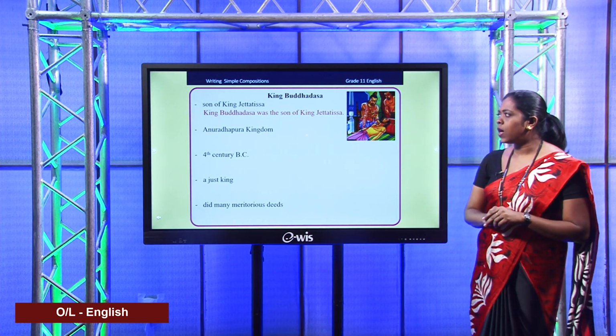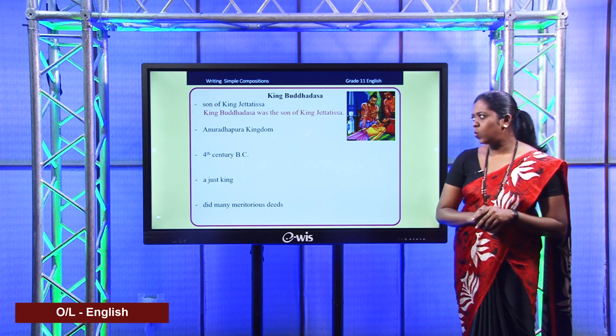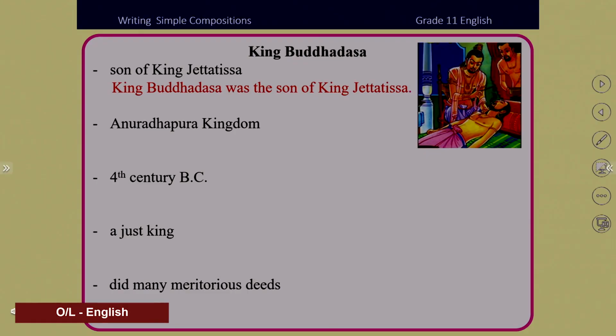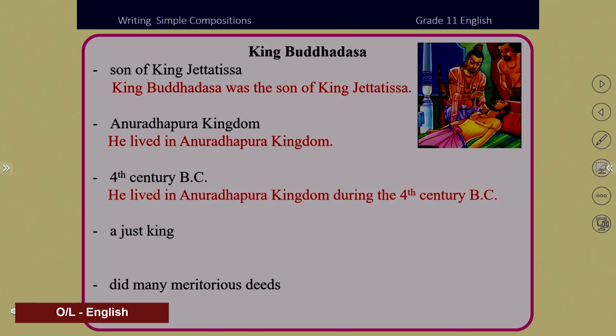Right. Second one, Anuradhapura Kingdom. What can you say about this now? Let's take a look at that. He lived in Anuradhapura Kingdom. Third point, 4th century BC. We can combine this point with the previous one to get a better idea. So I have written it like this. He lived in Anuradhapura Kingdom during the 4th century BC. I have used the preposition during. And the next one.